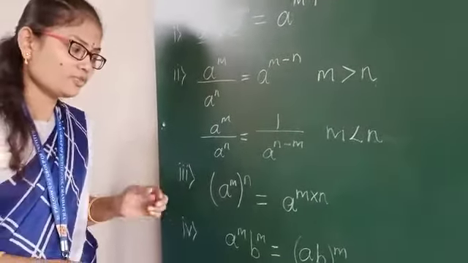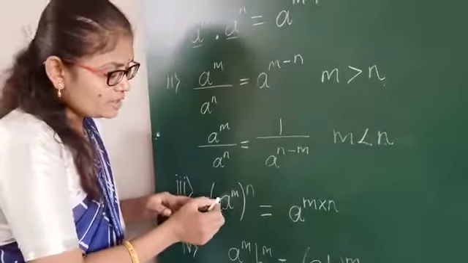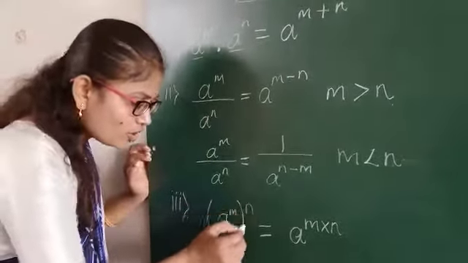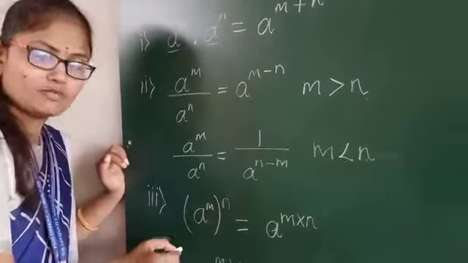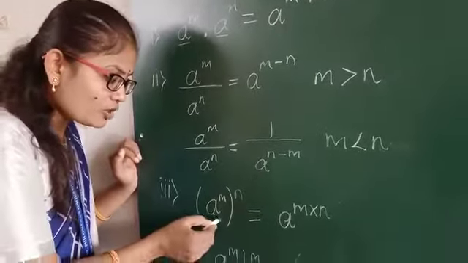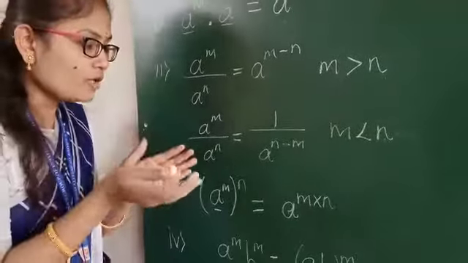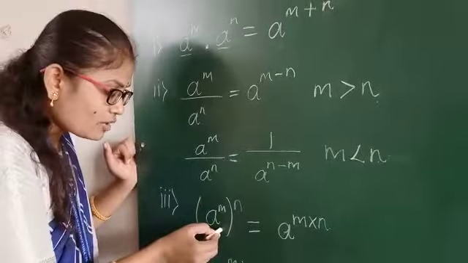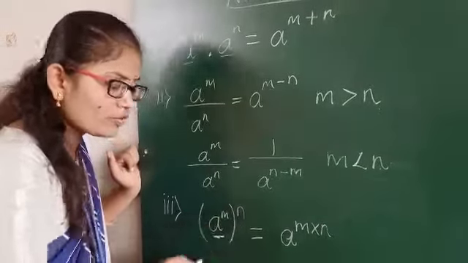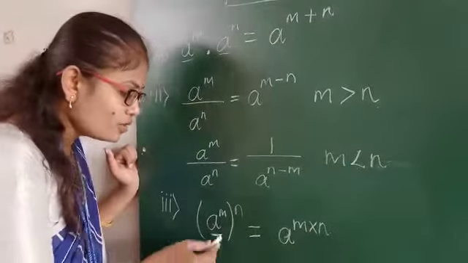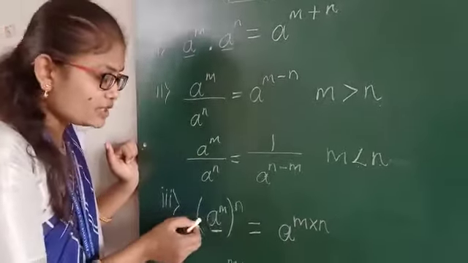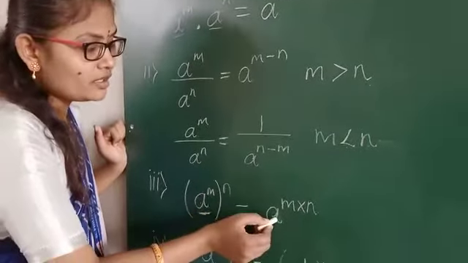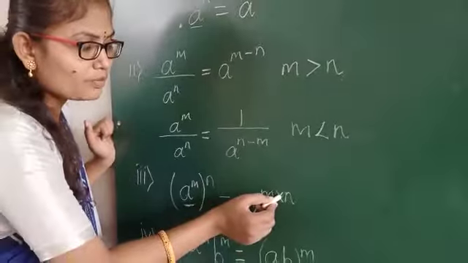Next, the third law of exponent. You can see a to the power of m whole to the power of n. You know that the bracket indicates multiplication. Only one base is there, and again a power comes a second time. For a powered number, again one more power you are going to get. In that situation we have to multiply those powers. So a to the power of m, whole to the power of n, we write as a to the power of m into n.